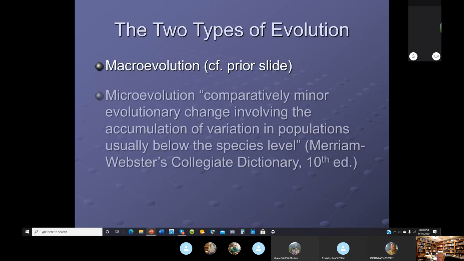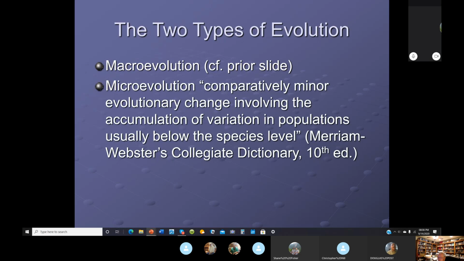There's macro and micro. Macroevolution, notice the macro above. Macros is the Greek word for large. Micro is the Greek word for small. And so microevolution is comparatively minor evolutionary change involving accumulation or variation of populations usually below the species level. Now, you can take cattle and breed them and change their characteristics within certain limits. By selective breeding, you can get cattle that are black or white or brown or spotted or with some that have horns.